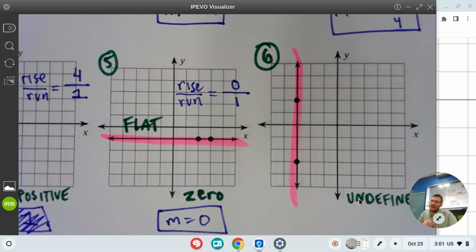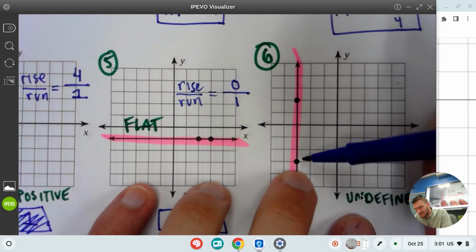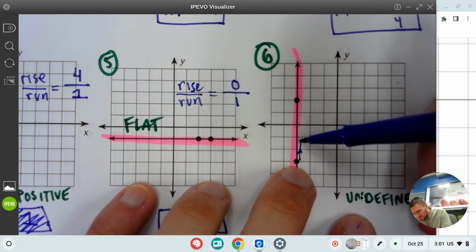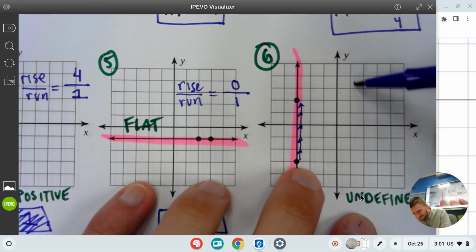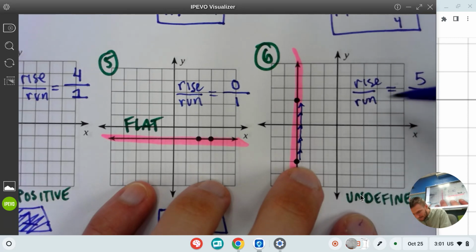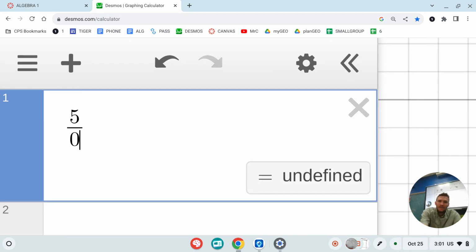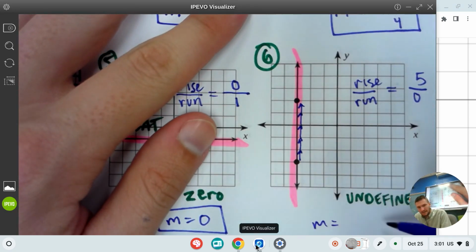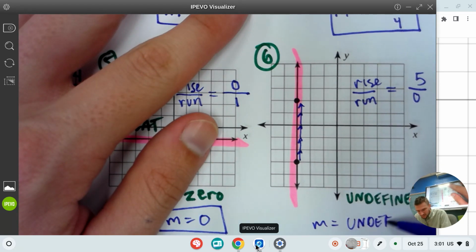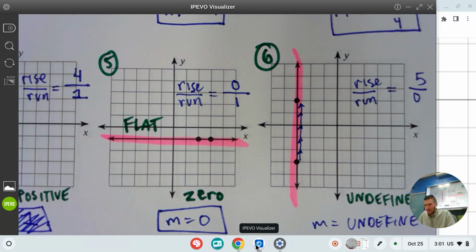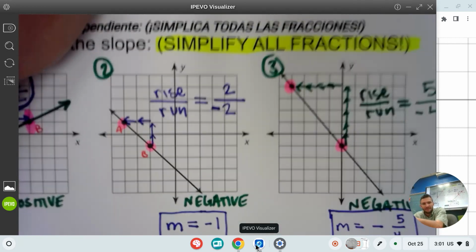Now what about this last one, right? Because it says undefined. Surely Desmos doesn't say undefined. Well, M equals undefined. How much do we have to go up? 1, 2, 3, 4, 5. So my rise equals 5. How much do we have to run? 0. And what does it say when we type 5 divided by 0? Undefined. Exactly what we thought. Undefined. Desmos is the best. M equals undefined.